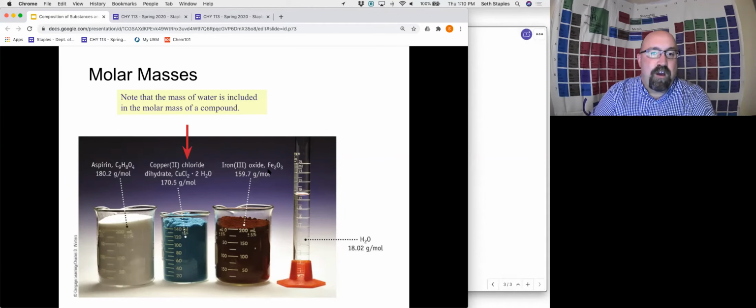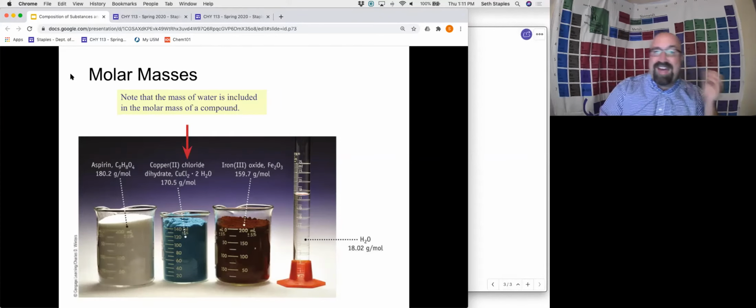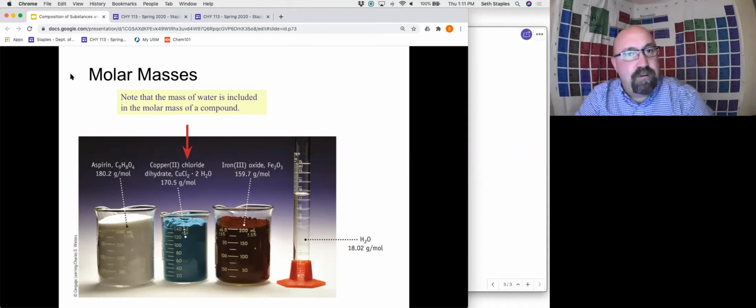Then we have iron 3 oxide, Fe2O3. This is our molar mass there. So again, that's just the mass of 2 irons plus 3 oxygens all added up. And then water, with a molar mass of 18.02. So we can find the molar mass of just elements by using the periodic table, or the molar mass of an entire compound by simply adding up all of the masses of the elements in that compound.